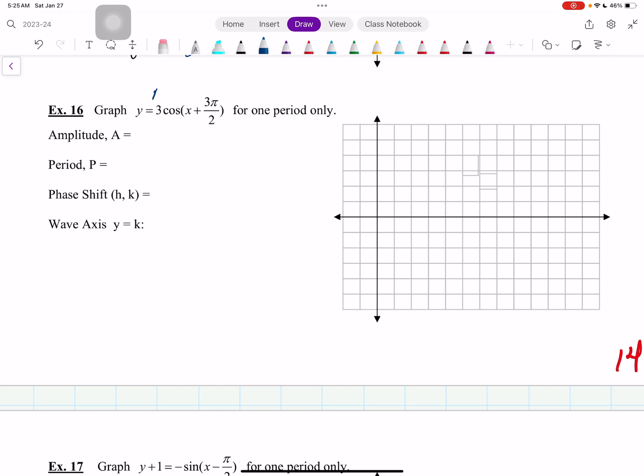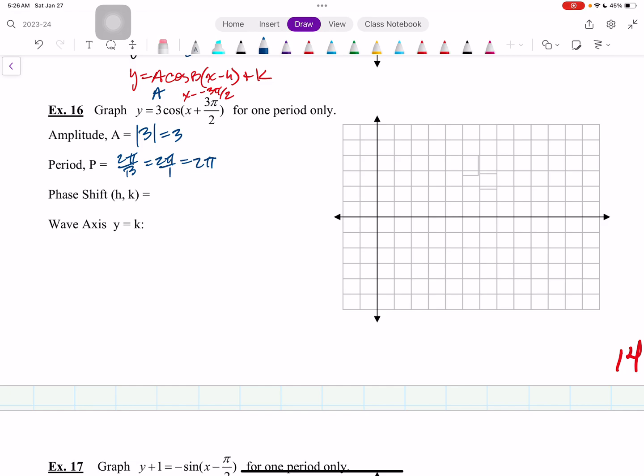In this one here, A is 3. The general form is y equals a times the cosine of b times x minus h, plus k. So this right here is actually the same as x minus a negative 3 halves pi. So h is negative 3 halves pi. You've got to be careful there. A is 3, absolute value of 3 is 3. Period: B is 1 right here, so it's 2 pi divided by b, or 2 pi divided by 1, or 2 pi. So the period is 2 pi.